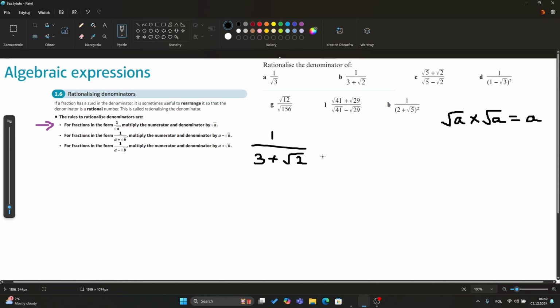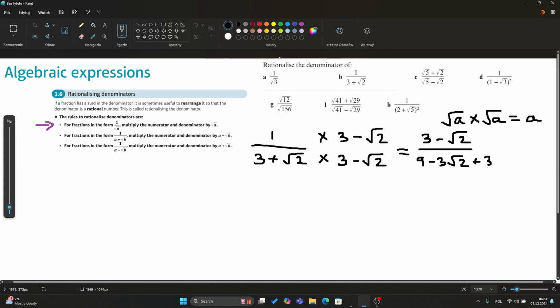Now what if we have this kind of expression? Well, if we have 1 over 3 plus root 2, then what we do is multiply by the opposite, 3 minus root 2, the bottom and the top. So here at the top we have 3 minus root 2, and at the bottom we got 9 minus 3 root 2 plus 3 root 2 minus 2, which gives us 3 minus root 2 over 7.